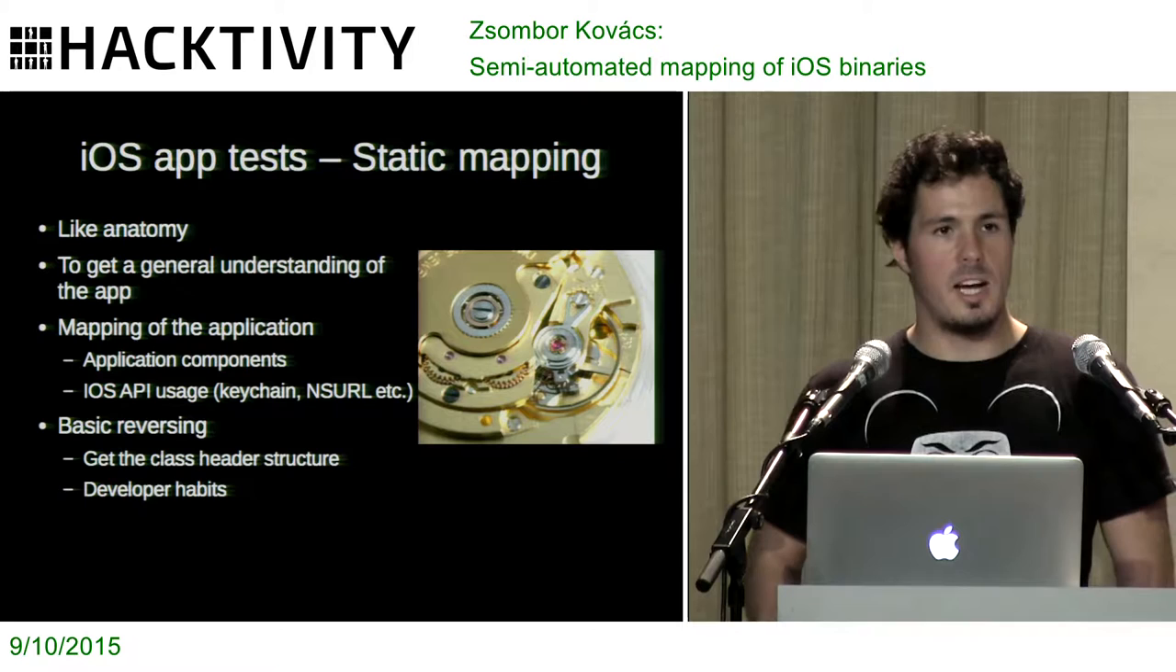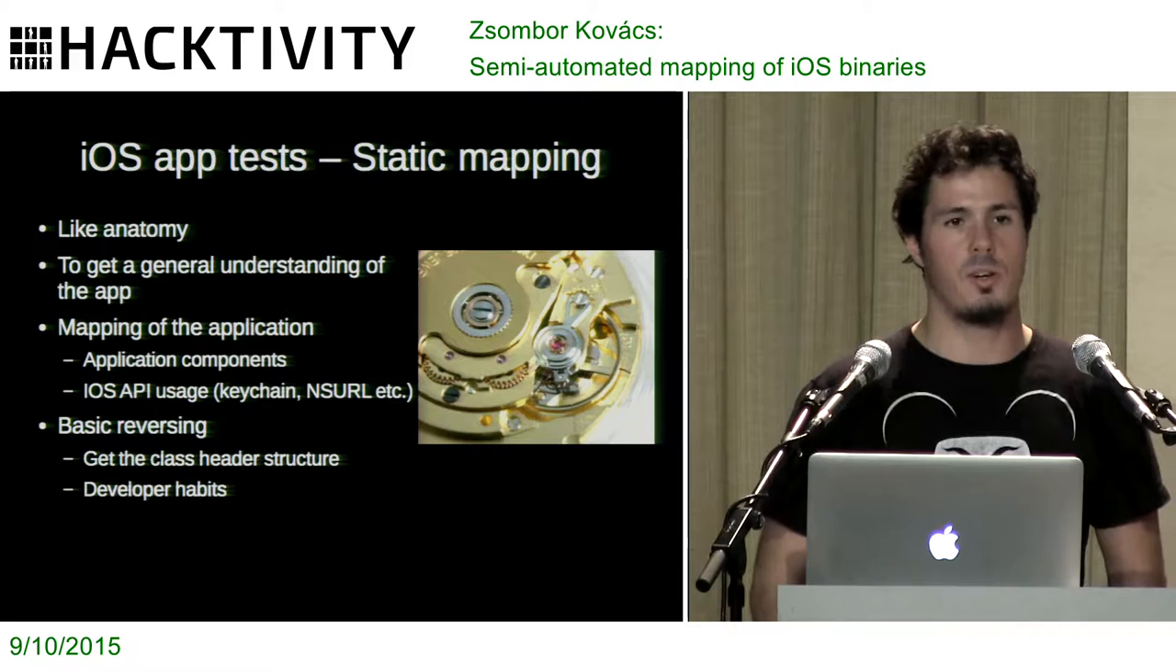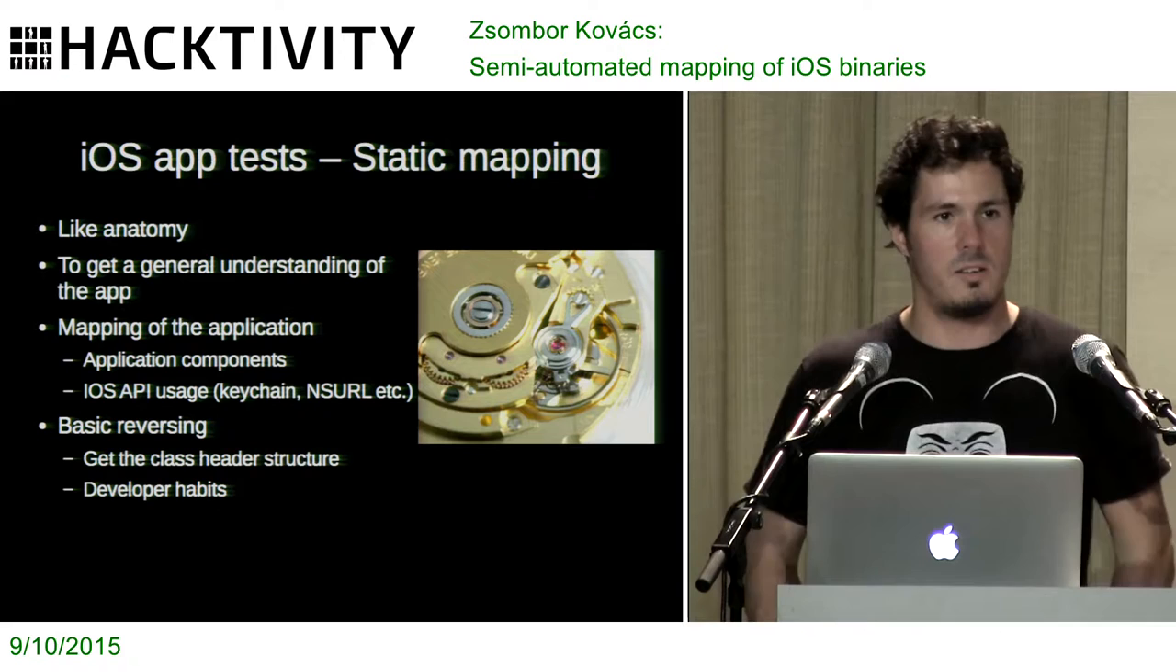When we have an iOS binary, we can easily extract a class header structure in case the application was written in Objective-C, as the Objective-C runtime framework relies extensively on reflection. Therefore, method names, class names, and other related info have to be compiled within the binary, and it's there, and it's easily extractable.